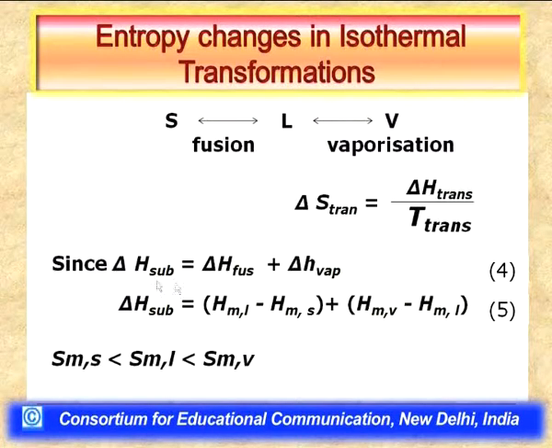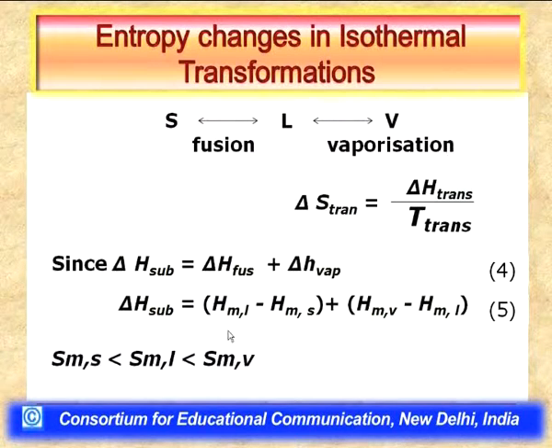Now, what is sublimation? Sublimation is the process in which a solid substance directly converts to its vapors. Therefore, the enthalpy of sublimation would be the molar enthalpy of the substance in vapor phase less the molar enthalpy of the substance in solid phase. The same thing can be obtained as the sum of two enthalpies: the enthalpy change accompanying the fusion of the same substance, added to the enthalpy change accompanying the vaporization of the same substance.